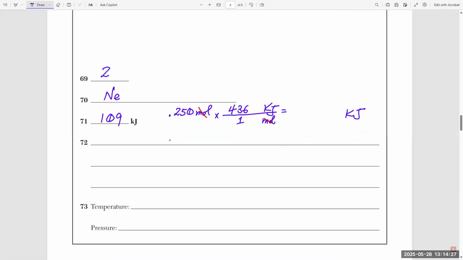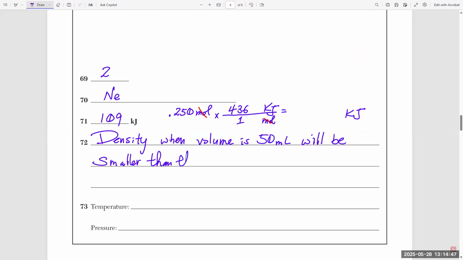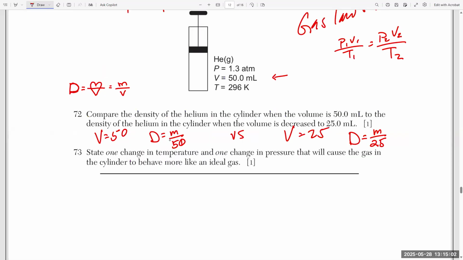So you say the density when volume is 50 milliliters will be smaller than the density when volume is 25 milliliters. That's all it is. They're just asking you if you understand the algebraic relationship between the mass and the volume. This is not really chemistry, it's algebra.